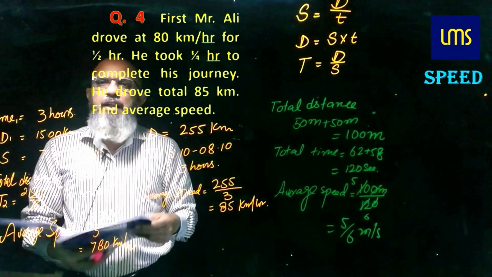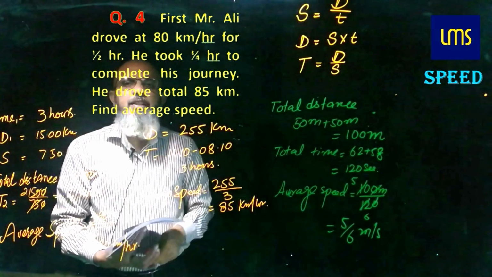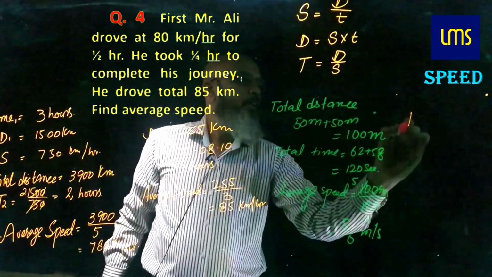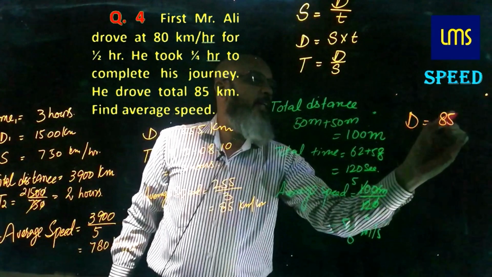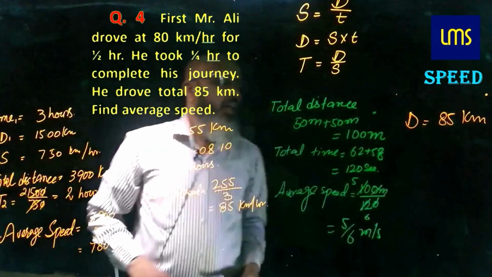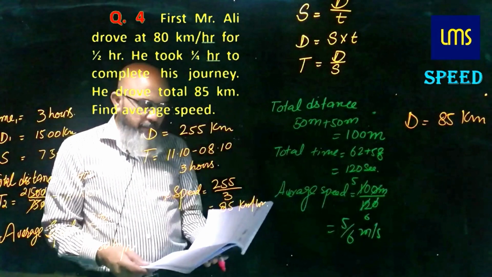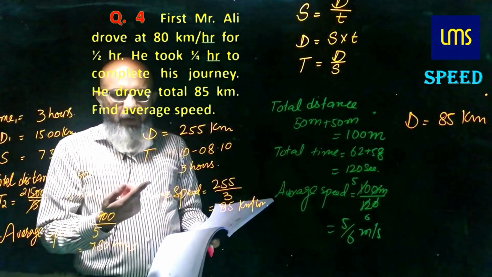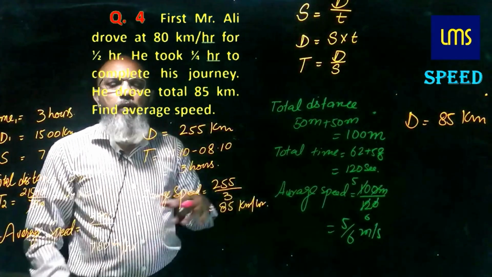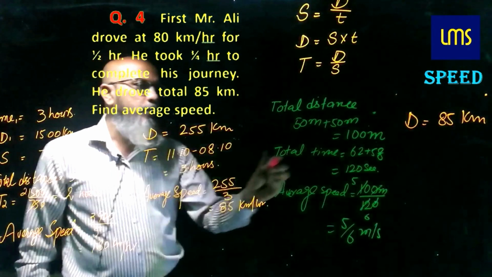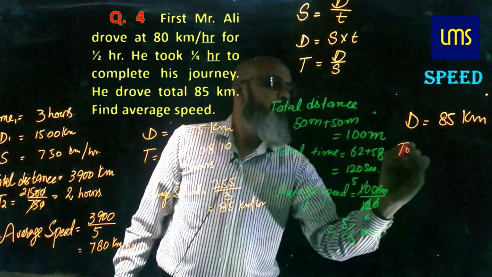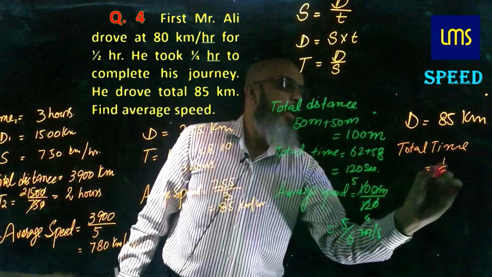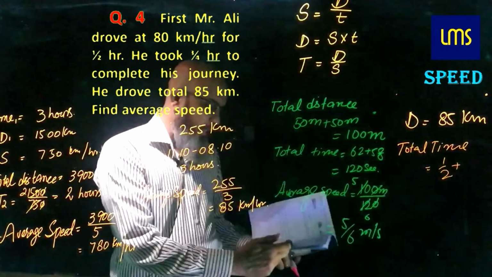Total distance is given to you. So what is the total distance? That is 85 km. So here we have space. Your total distance is given to you, that is 85 km. And what is now the total time? What will be the total time? 1/2 hour for the first part of the journey and 3/4 hour for the second part. So for the total time, we will add 1/2 and the second, that is 3/4.